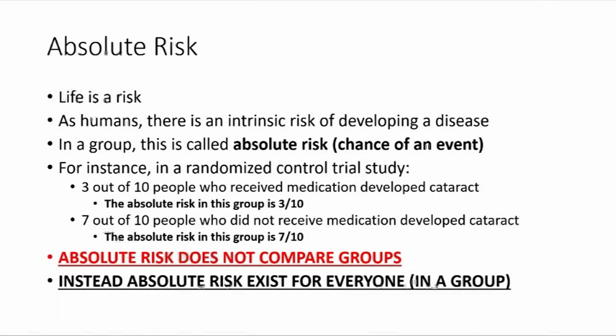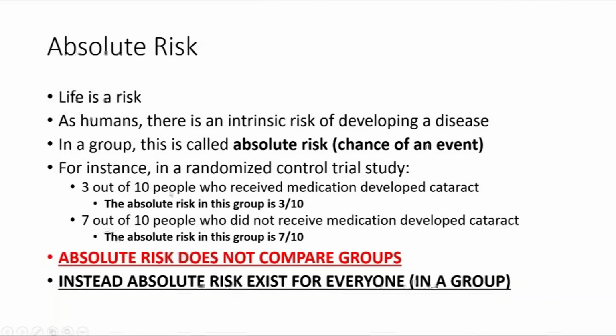Now we'll go to absolute risk. Let's say, for instance, you have done a randomized control trial study, and at the end of your study, you found that for the control group, 7 out of 10 people who did not receive medication developed a disease. Now, that 7 out of 10 forms the absolute risk in that group. That's the number of people who came down with disease divided by the total number of people in that group. That is absolute risk.